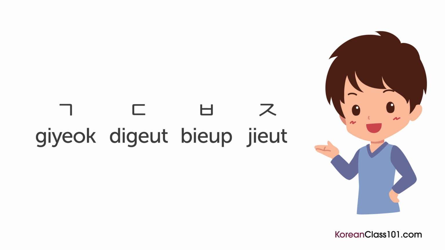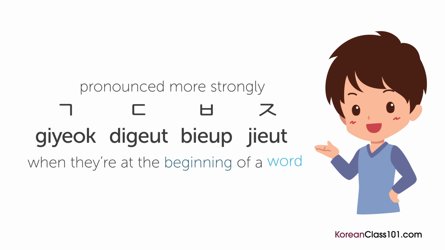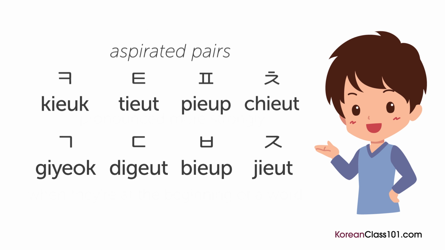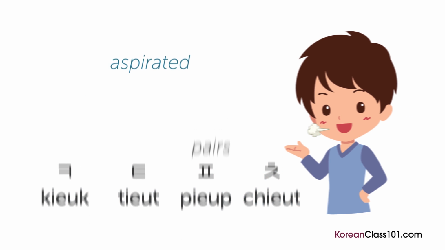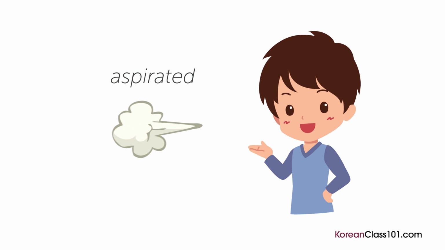For example, the consonants 기억, 디귿, 비읍, and 치읓 are pronounced more strongly when they are at the beginning of a word. This is similar to their aspirated pairs 키읔, 티읕, 피읍, and 치읓. Aspirated describes that strong puff of breath that is used on some words. You can hear it on the P's in the words pet and pin in English.